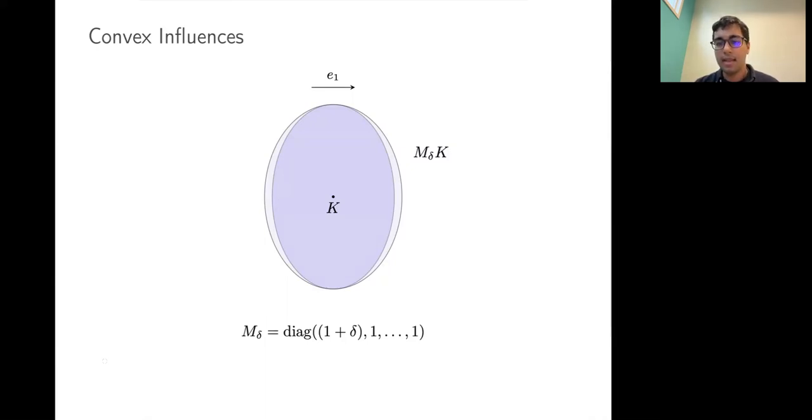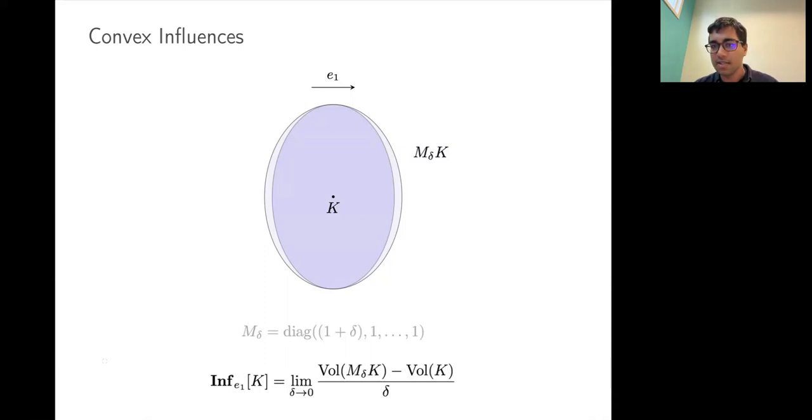Okay. And after you do this, you look at the change in volume. So you look at the change in Gaussian measure, and you see how quickly it grows. So we're defining the influence of this direction E1 as the limit, when delta goes to 0, of the volume of this dilated set minus the volume of the original set divided by delta. Okay, so it's just a derivative of the volume when you dilate along that direction.